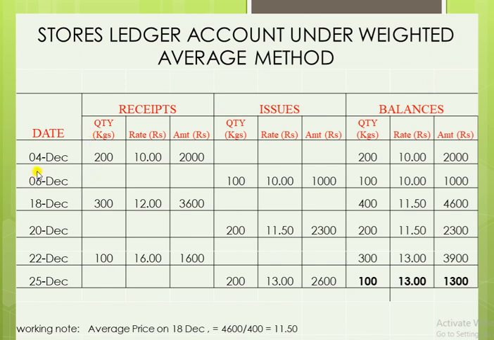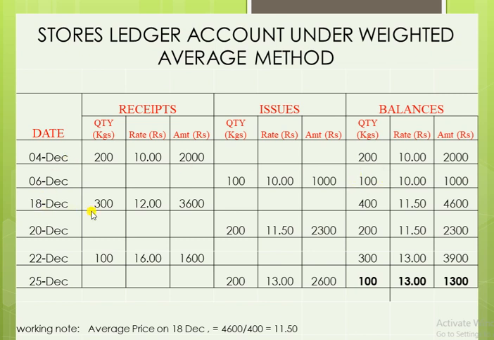So the first transaction is on 4th December. That is 200 units at 10 rupees for 2000. The same has to be carried to the balance as in the previous method. And on 6th December we have issued 100 units at 10 rupees for 1000. So here the balance is 100 units: 200 minus 100, 100, and 2000 minus 1000, 1000. The rate is the same because only one purchase has been done, so the rate will not fluctuate.